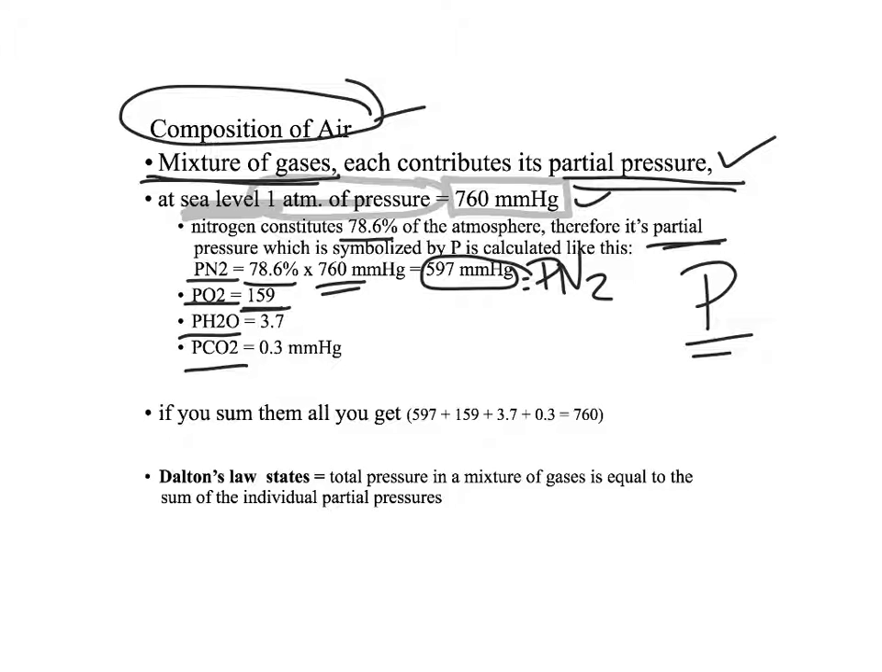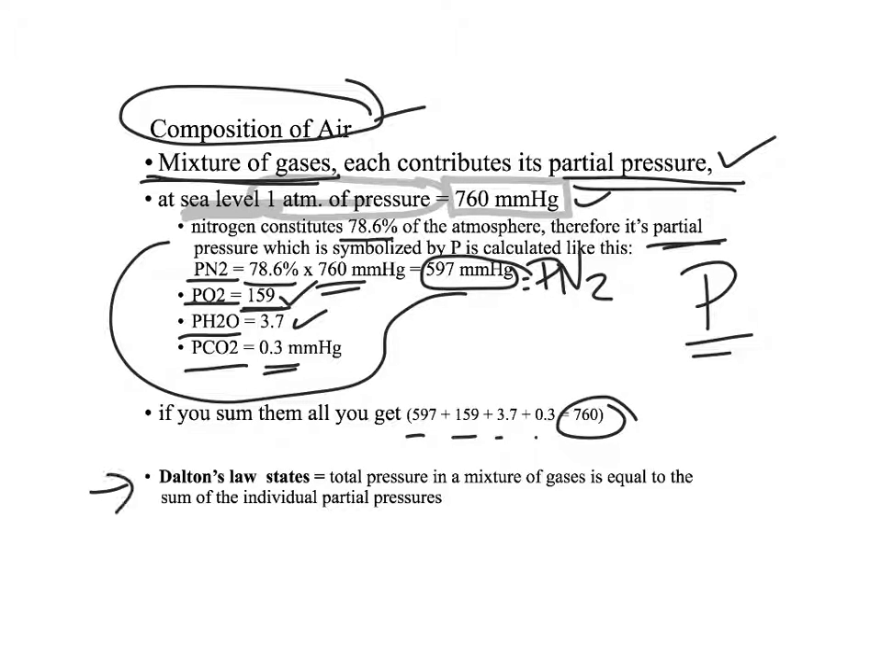So the partial pressure of oxygen is 159, partial pressure of water vapor is 3.7, and the partial pressure of carbon dioxide is 0.3. So these are the gases that make up air. Now if you sum all those numbers up, you're going to get 760. So you get the pressure at sea level.